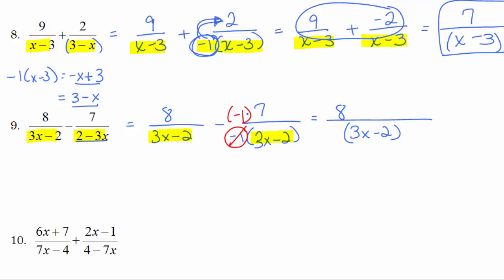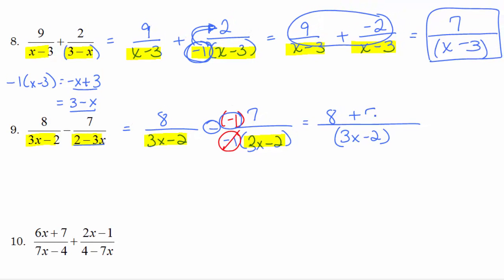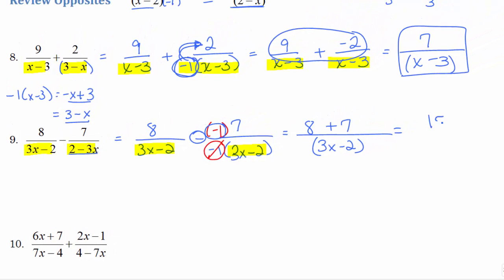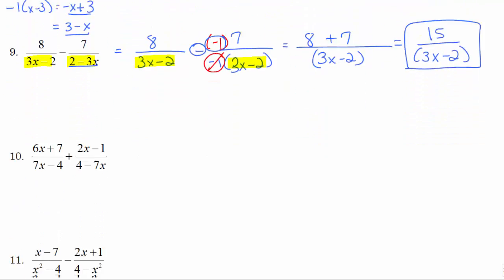So, I'm going to keep the denominator of 3x minus 2 because now I have the same. I have 8, but I have this minus times that minus. What does that become? A plus 7. So I have 15 over 3x minus 2. Again, cannot reduce that, no common factors. Are you kind of getting that trick, that little math magic I call? Good, because the next two are a little bit harder.